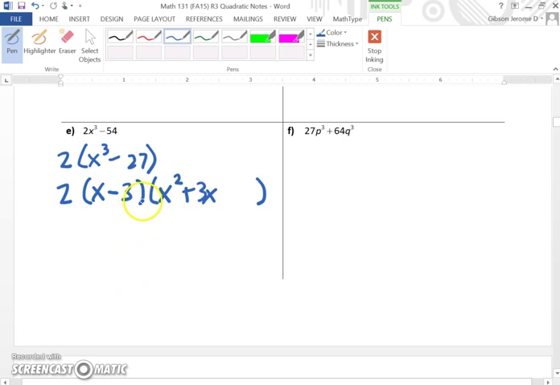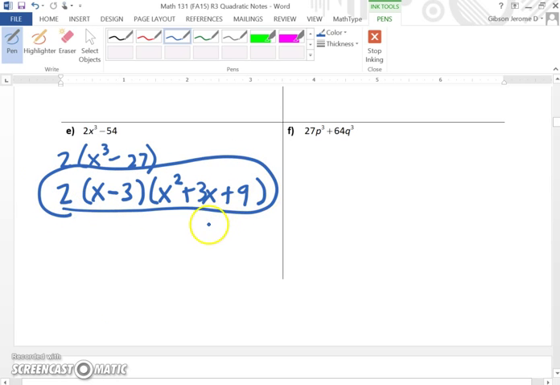And then the last term, you square this negative 3. Negative 3 squared will give you a positive 9. And there's nothing else we could do with this. So we're done with E. Now we go to F.